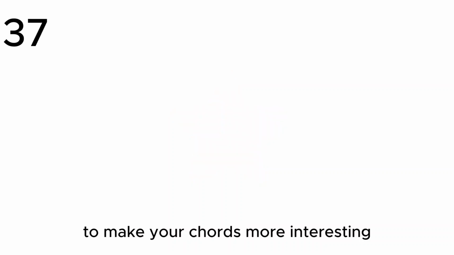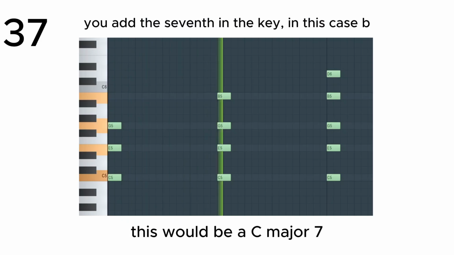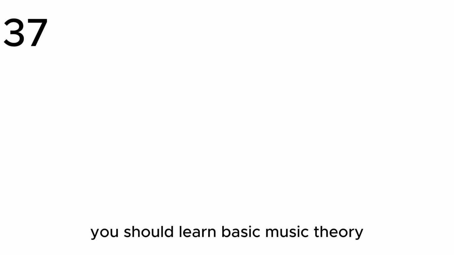To make your chords more interesting, you should add sevenths and ninths. For example, if you have a C major chord, this would be a C major 7 and this would be a C major 9. To be good at music production, you should learn basic music theory.